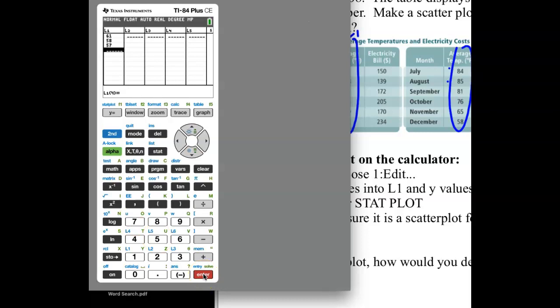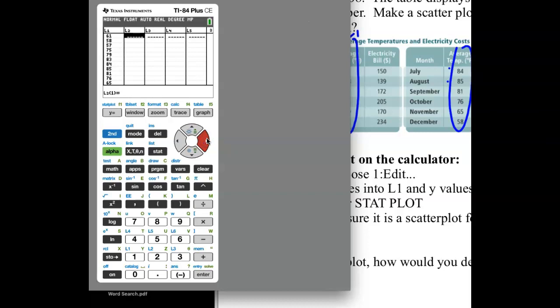57, 75, 79, 83. Moving over to July, we're at 84, 85, 81, 76, 65, and 58. Okay, so we have our 12 values in. Now we're going to arrow over and it'll pop me back up to the top of that list.